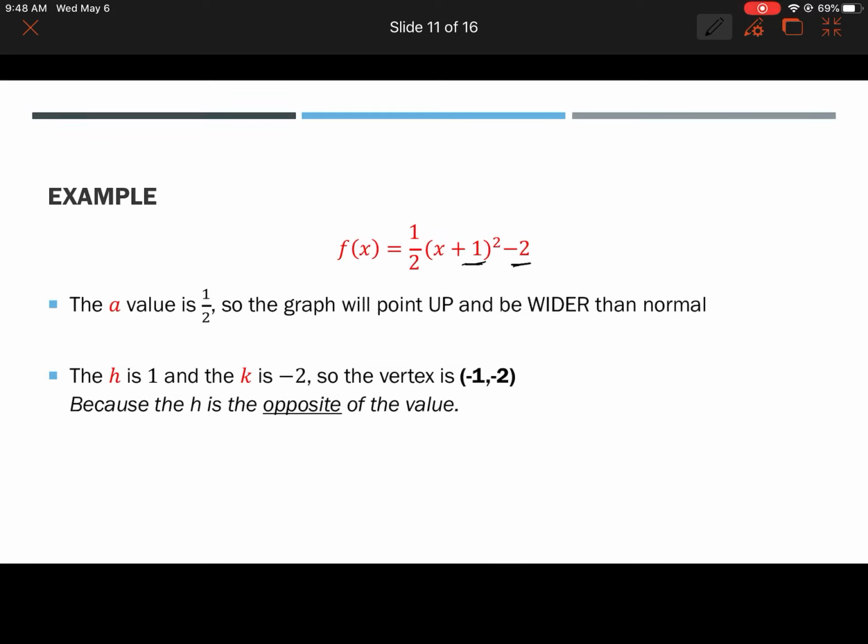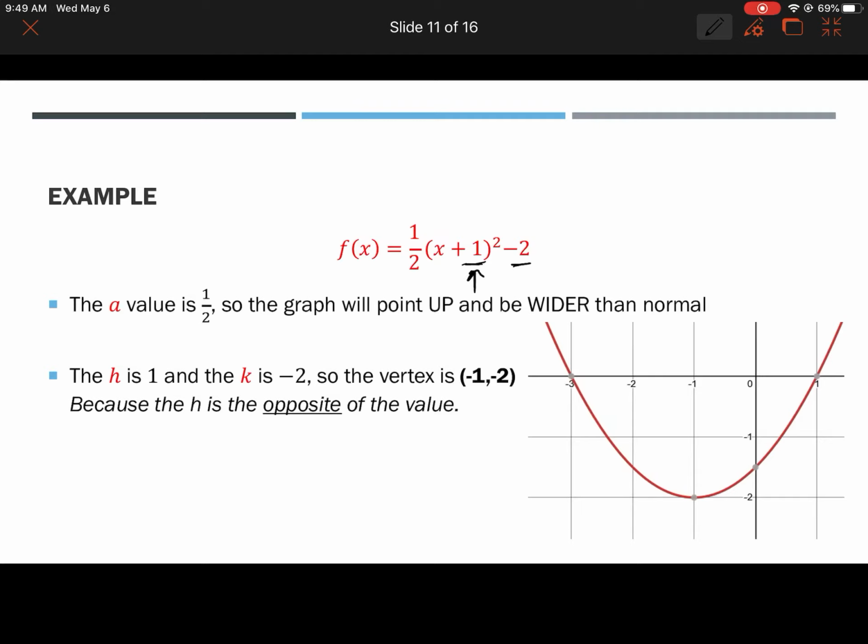Now remember, this opposite only applies to the h value. So it's the opposite of 1 and then -2. If we graph that, it's going to look similar to this, where we've got our vertex here at -1, -2. It goes up, right, because the a value is positive, and it's a little wider than normal because it's a 1/2. Okay, so that's kind of how our vertex form translates into a graph.